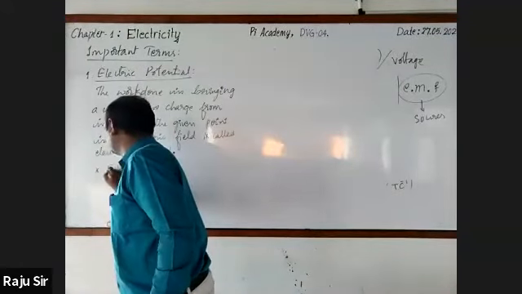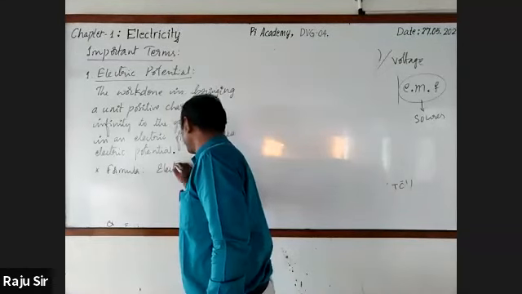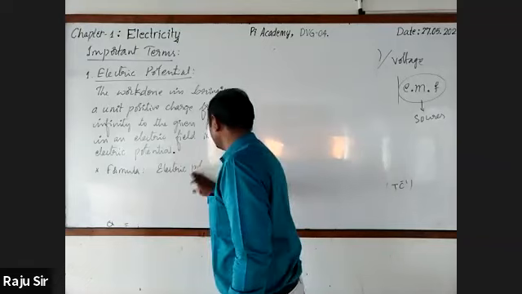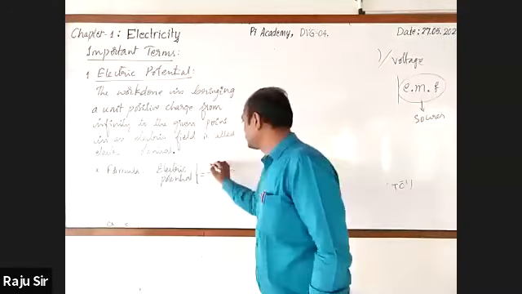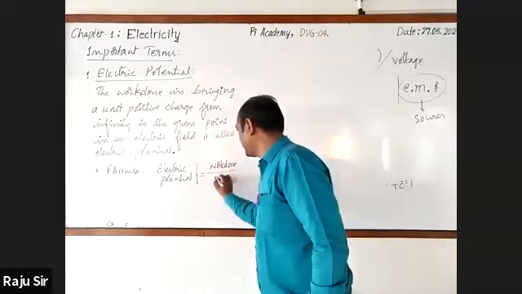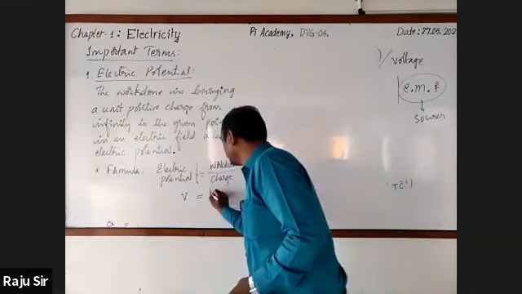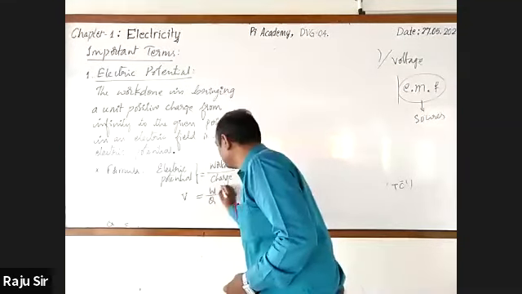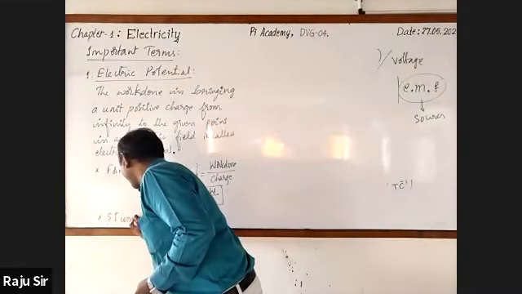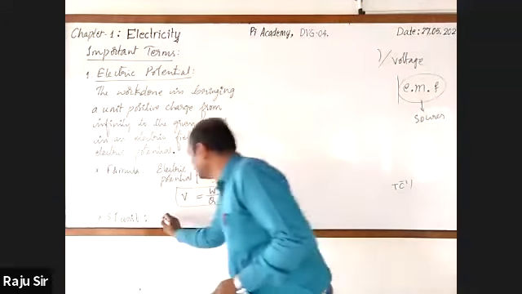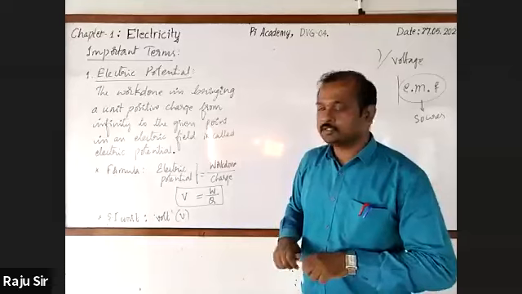Then write the formula. Electric potential is equal to work done by charge. Electric potential is denoted by V, work done is denoted by W, and charge is denoted by Q. V equals W by Q. Then below that, write SI unit. It is volt, in bracket write V. Should write this much only. Next.